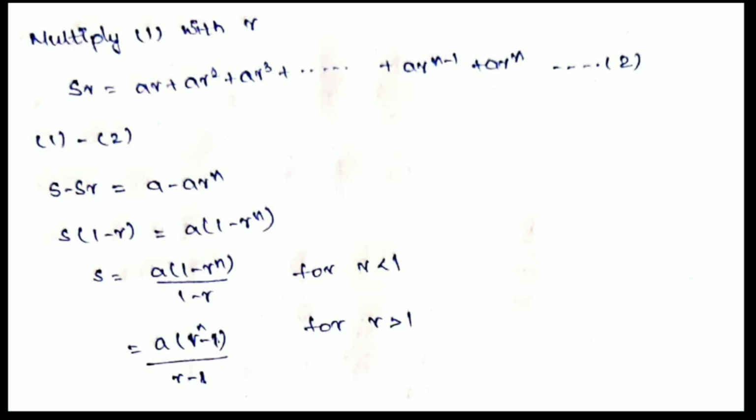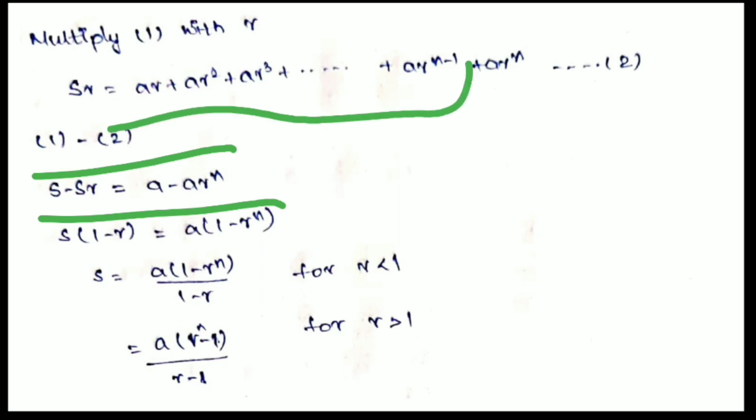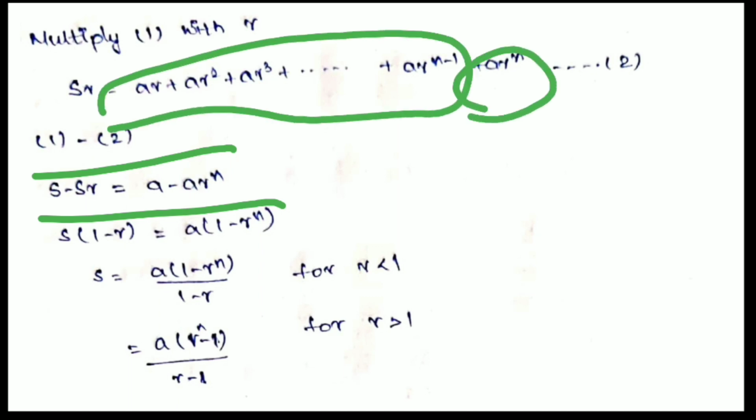Now when we multiply the first equation, that is S, with R, SR is equal to AR plus like this. When we subtract these two, S minus SR equals A minus, these all terms get cancelled. Only AR^n will remain. A minus AR^n, that is S into (1 minus R) equals A into (1 minus R^n), so S equals A(1 minus R^n) by (1 minus R) for R less than 1. For R greater than 1, it's (R^n minus 1) by (R minus 1).